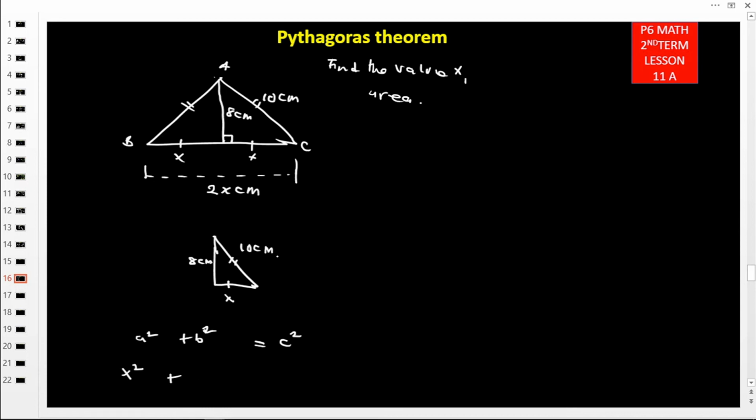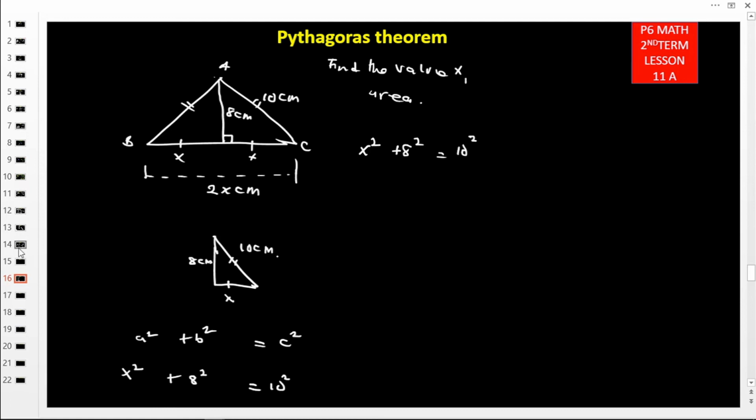Our a is x, so it is x squared, then plus what is our b? It is 8 centimeters, and we said we don't square a centimeter, but we square a number, that is 8 squared. We can ignore the units, or we can take them. 8 squared giving us 10 squared. So we can put the centimeters, or we can leave them aside, then we bring them later. All right. Therefore, what are we having? We are having x squared plus 8 squared giving us 10 squared.